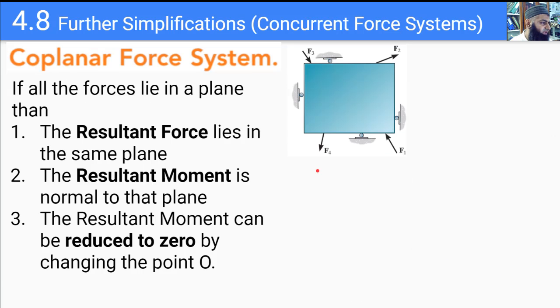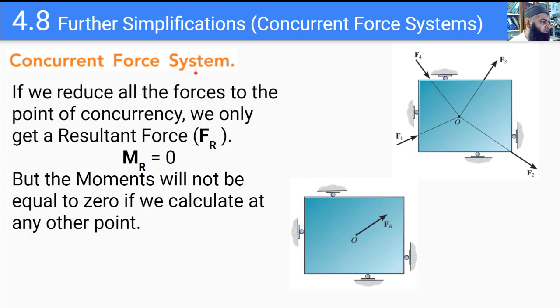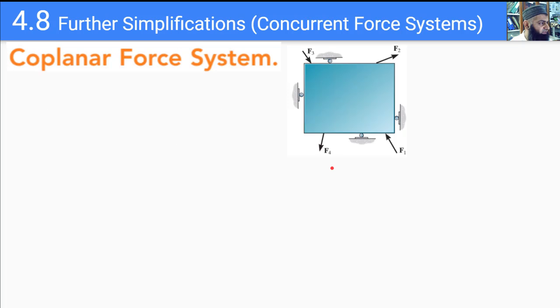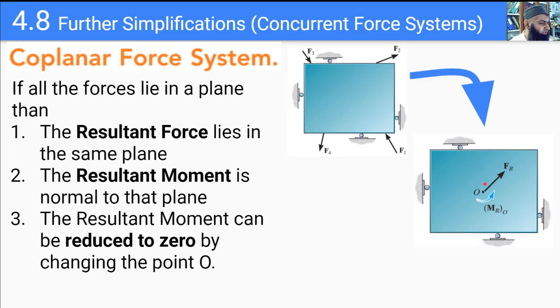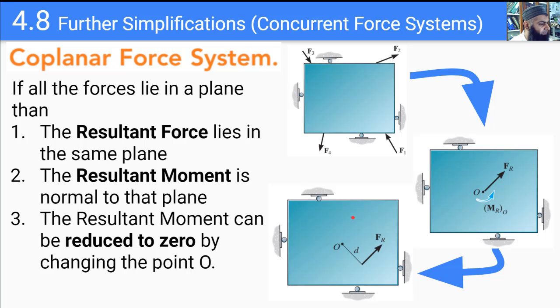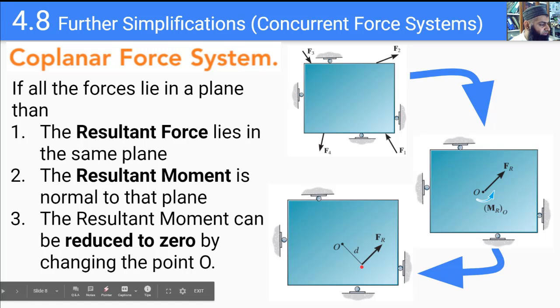Just to reiterate, first of all, if we have concurrent forces, the resultant couple moment is equal to 0 if we were to find the resultant couple moment at this point O. And the second case is if we have coplanar forces. So in this case all the forces lie in the same plane. Again, the resultant couple moment and the force are perpendicular to each other, so I can move my force around to cancel this couple moment, and the result is that I get a resultant force at a particular point.